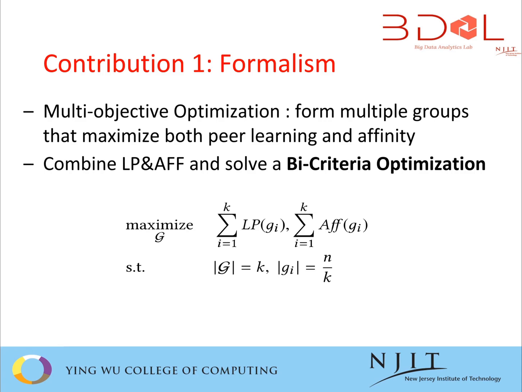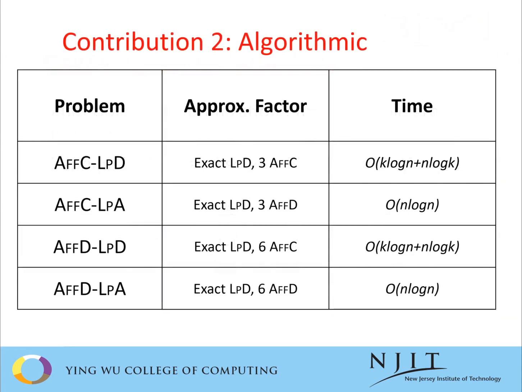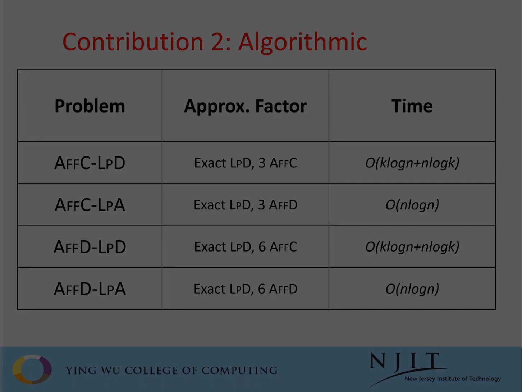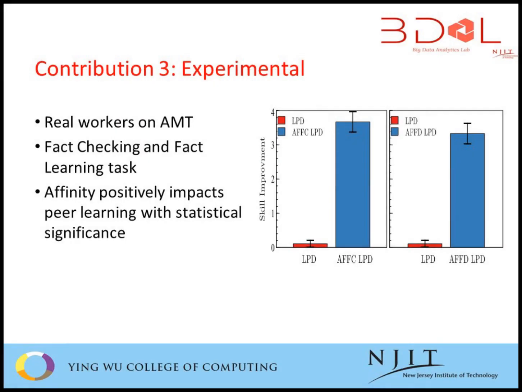Turns out all the 4 different combinations of learning potential and affinity are NP-hard. That means they are not polynomial time solvable. Our second contribution is to come up with a suite of approximation algorithms where each has provable constant approximation factors and efficient running time. Our experimental contribution is twofold.